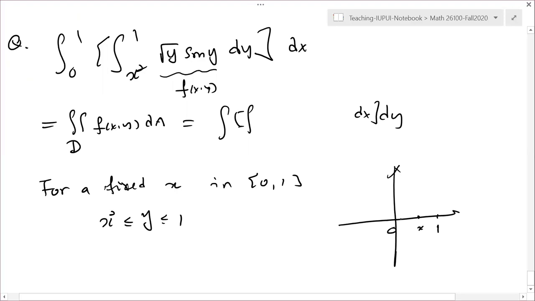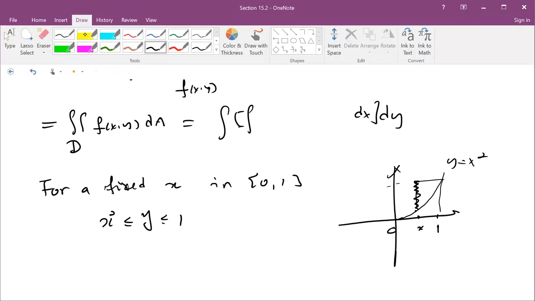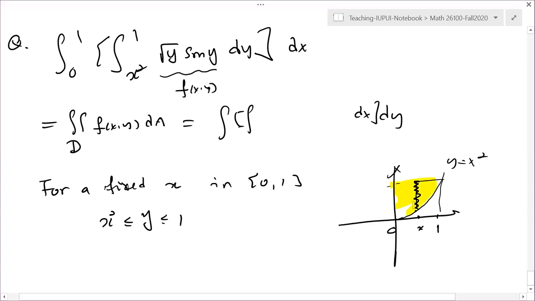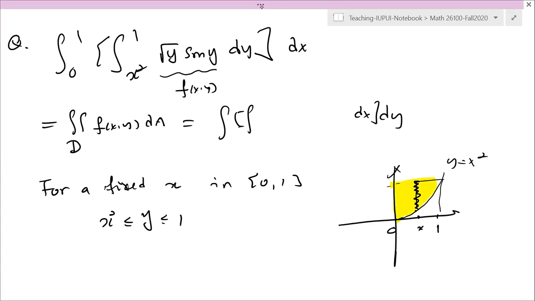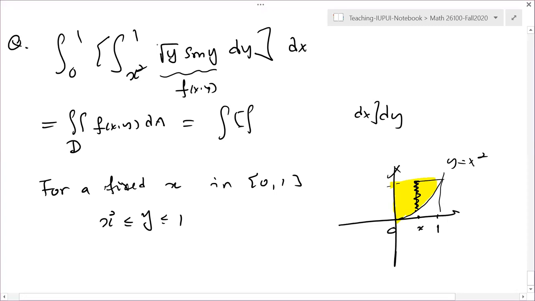y equals x squared is a parabola, right? Between 1 and x squared is somewhere here. We describe all the points around this. So when x runs from 0 to 1, this is y equals x squared. The lower bound for y is x squared, the upper bound for y is 1. So you end up with this region. Okay, that's good. So that's my D.